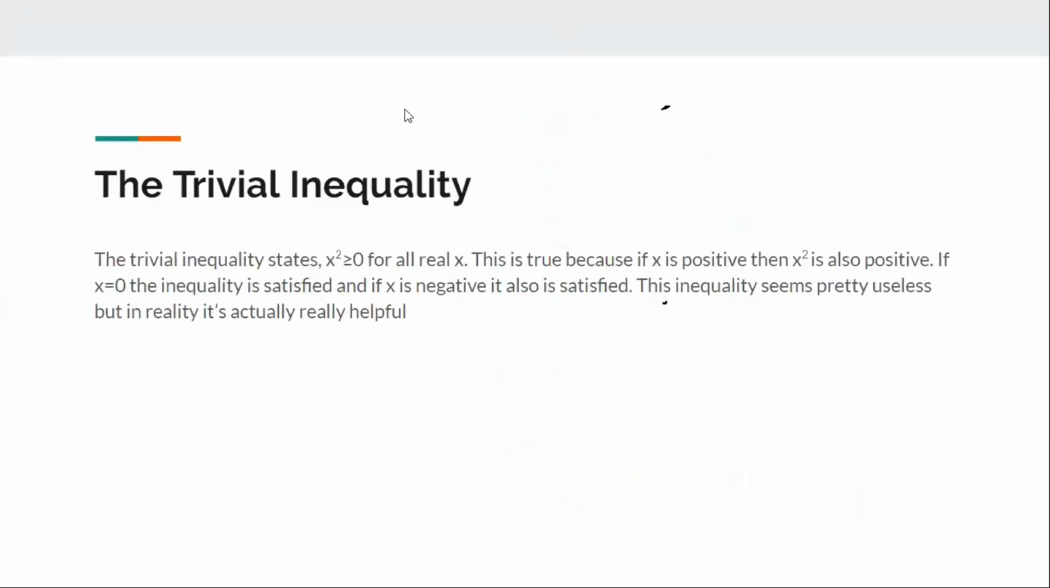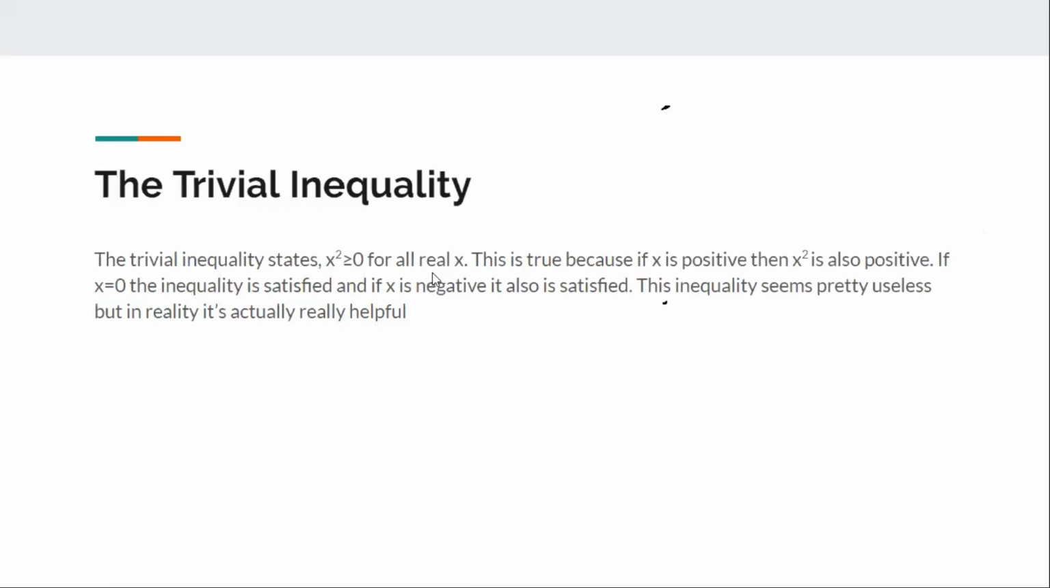The trivial inequality. The trivial inequality states x squared is greater than or equal to 0 for all real x. This is true because if x is positive, then x squared is also positive, as positive times positive is positive. And if x is equal to 0, the inequality is satisfied because 0 times 0 is greater than or equal to 0. And if x is negative, this is also satisfied as negative times negative is positive.